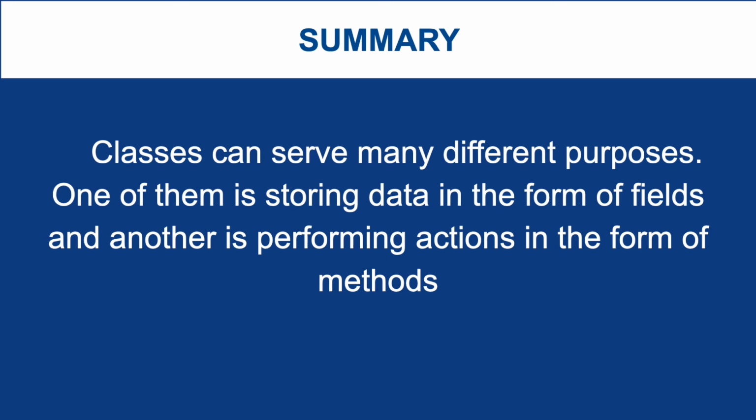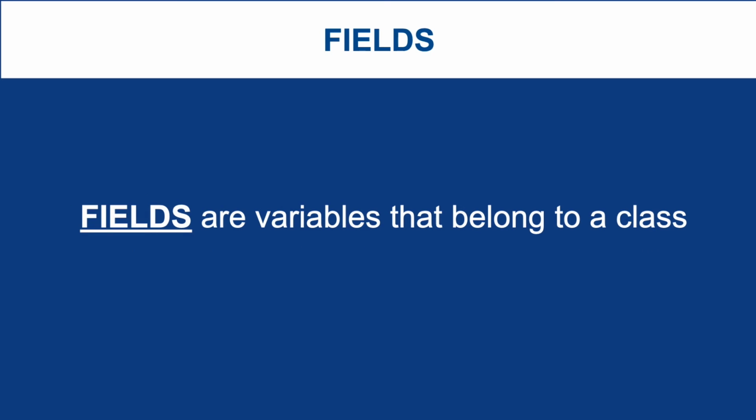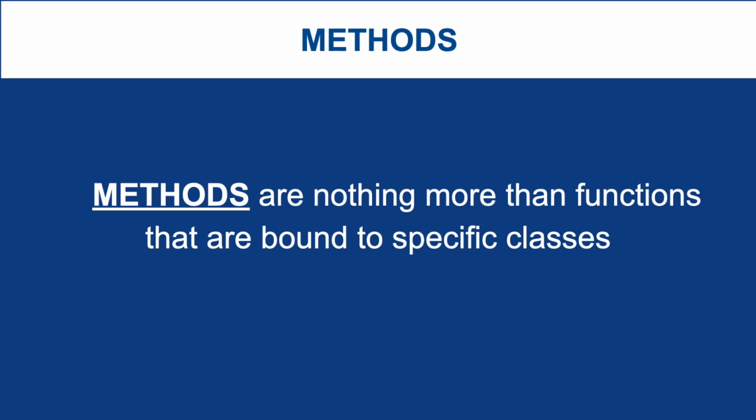Good job. So really nice job, guys. I know that wasn't easy, but here's a summary of what we've just done in this lesson. Classes can serve many different purposes. One of them is storing data in the form of fields, and another is performing actions in the form of methods. Fields are variables that belong to a class. Methods are nothing more than functions that are bound to specific classes, like that display method that we talked about, or the find highest rated book method that we also talked about in the BookSelector class.